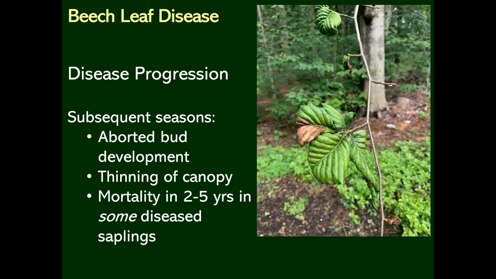In subsequent seasons, you're more likely to see aborted buds, so buds that just don't develop at all. I'm pointing here with my cursor to aborted or misshapen bud development, all these leaves here. This is what they look like upon leaf out, and it's what they'll look like for the entire season, and also buds that just don't develop at all. Of course, this results in a thinner canopy, and we've seen that especially this past year. And ultimately, in some diseased saplings, you can see mortality, especially in younger trees, in 2 to 5 years from when the disease was first noticed.